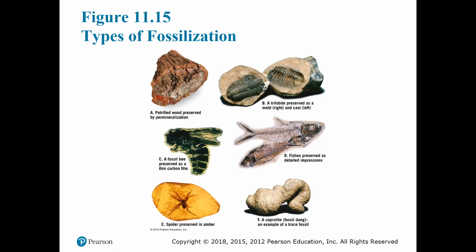Then we can have trace fossils. We can have tracks. So we get animal footprints that were in soft sediment and later turned into sedimentary rock. And we can have burrows, so the remains of the burrows of animals. We can have coprolites, which you see in this last example down here. This is an example of a trace fossil that is actually fossil dung, so poop that was left behind.